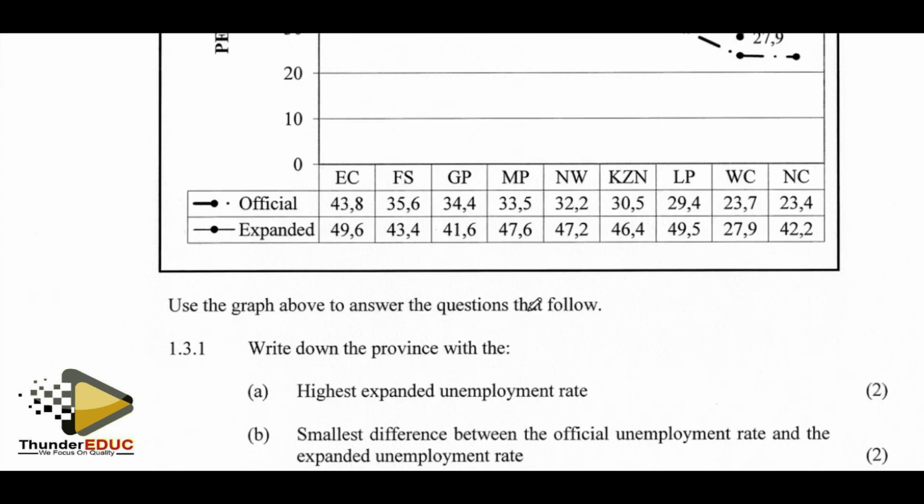Write down the province with the highest expanded unemployment rate. The highest expanded. Look at that. We have expanded is this one. We go through all these numbers and we find out it's this number here. So which province is it? It's the EC, which is the Eastern Cape.